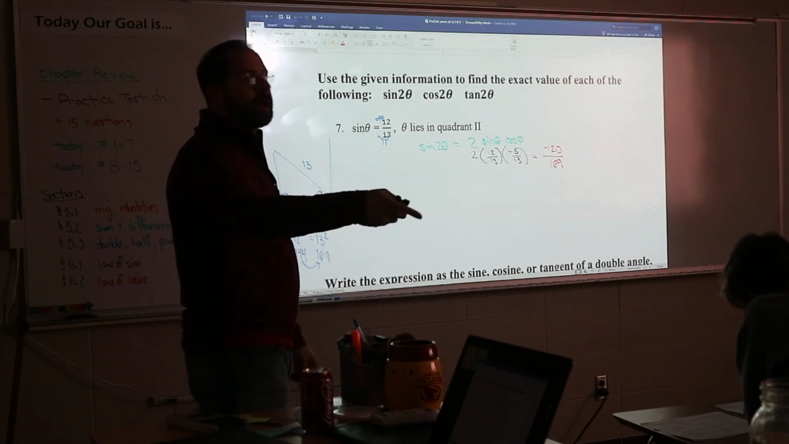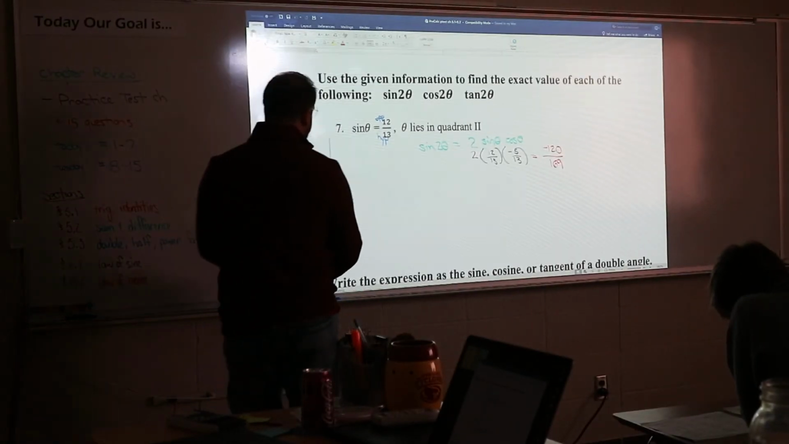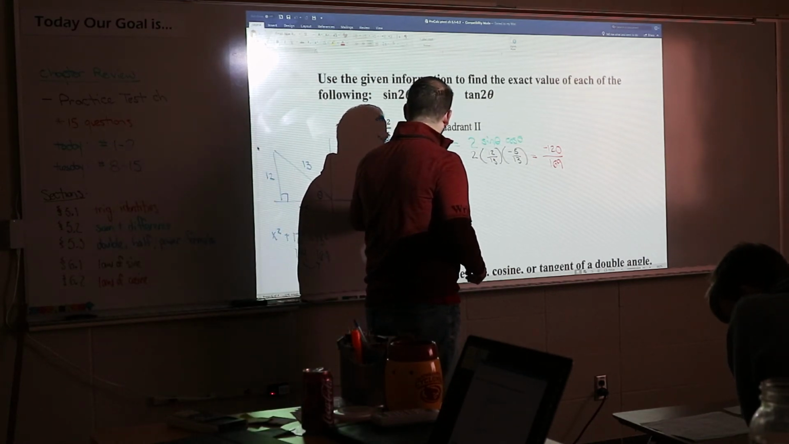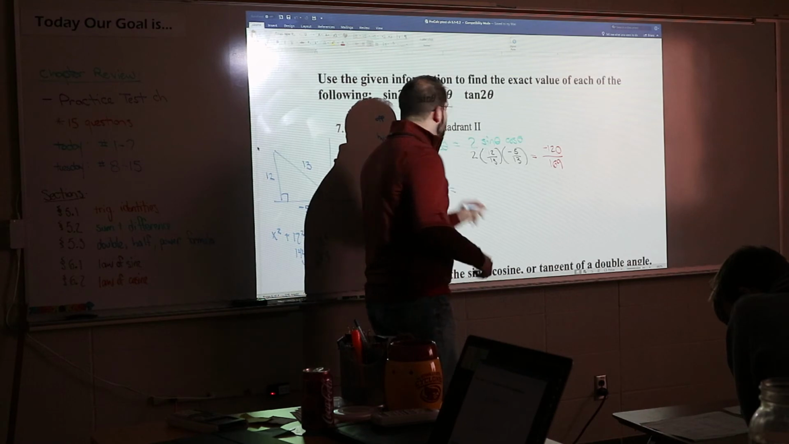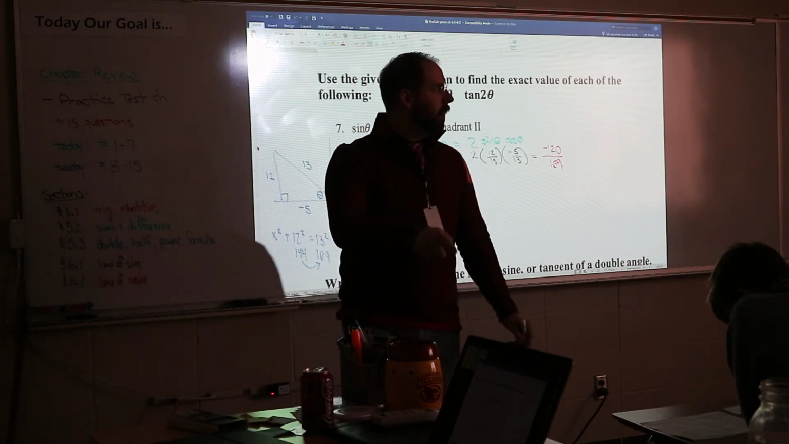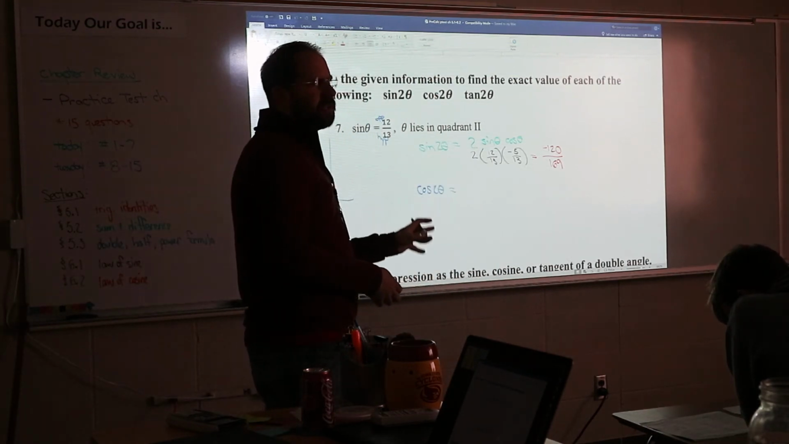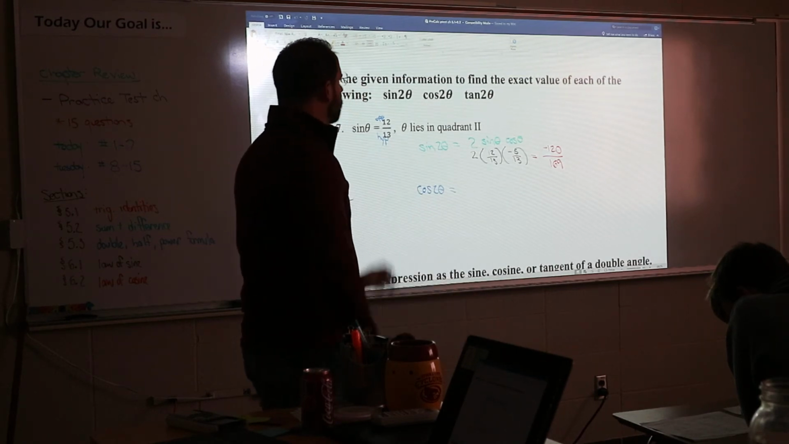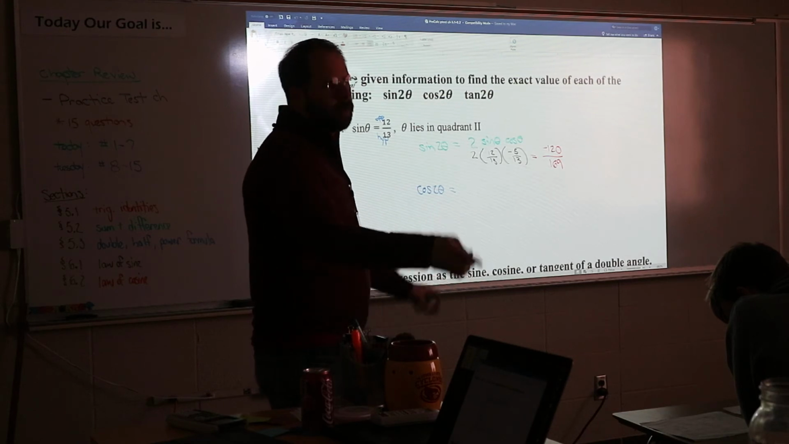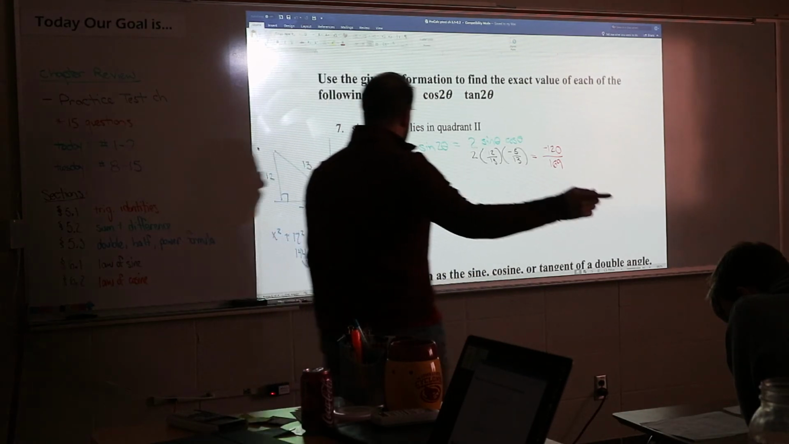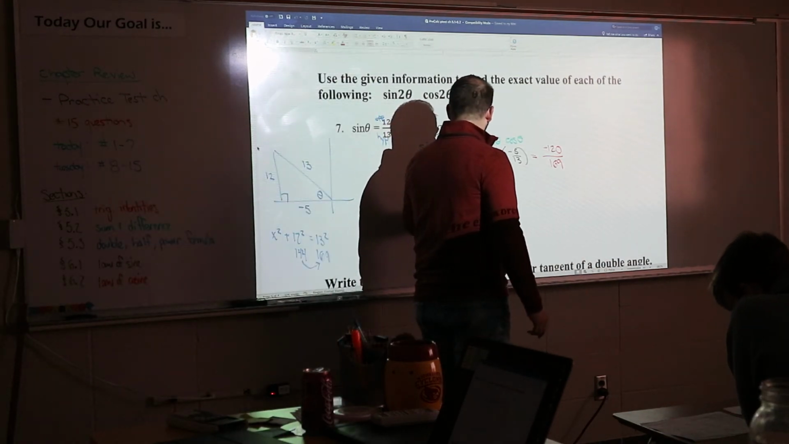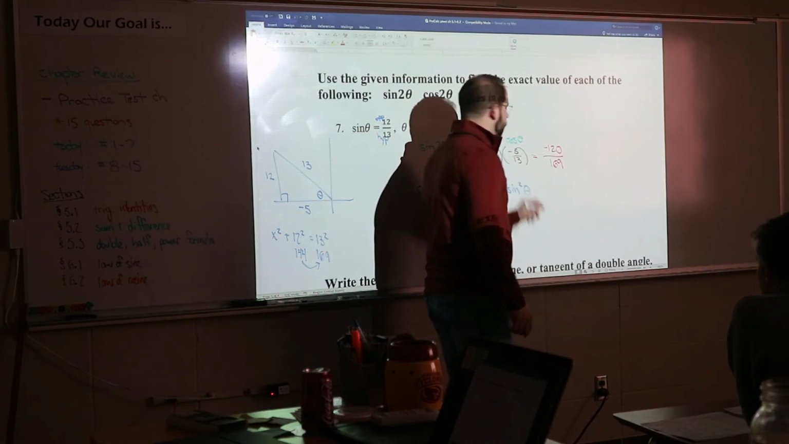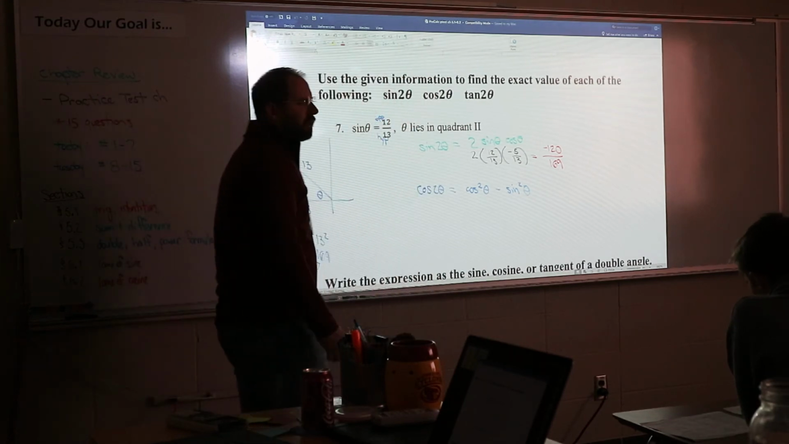Now, I have to do cosine. So let's do the cosine formula. Cosine of 2 theta equals cosine squared theta... Cosine has a couple different ones. You can pick whatever formula you want. I don't really care. There's one that's cosine squared minus sine squared. There's one with 2 cosine squared minus 1. There's one with 1 minus 2 sine squared. Whatever one you want. Which one's the easiest? Cosine squared minus sine squared, probably this one. I'd say it's probably the easiest.